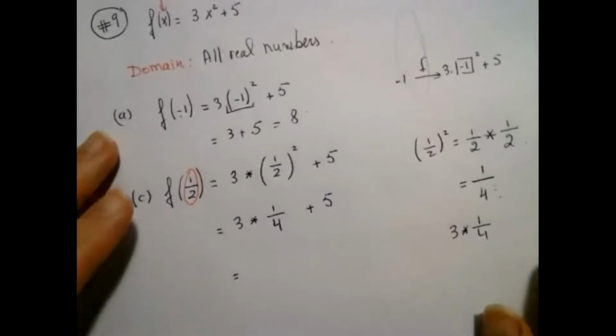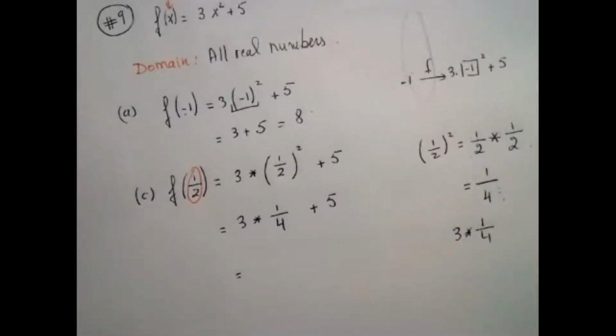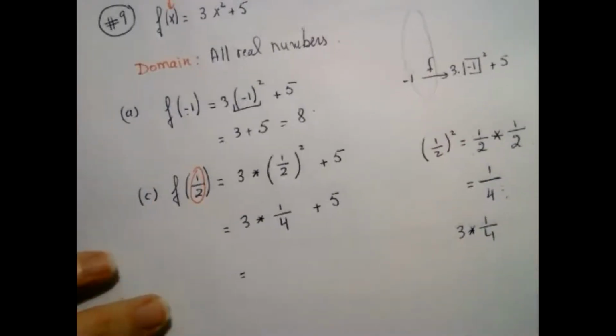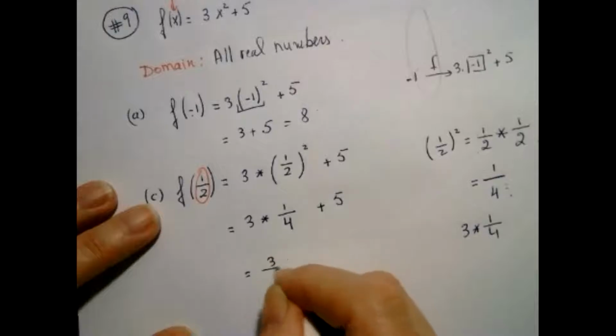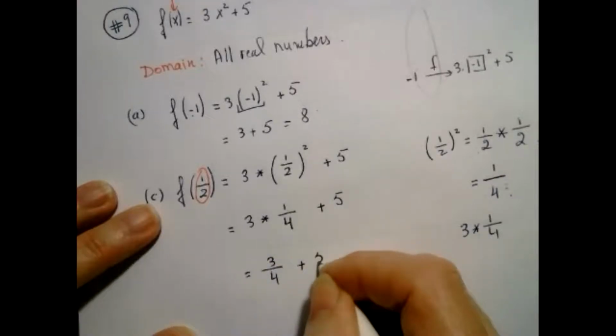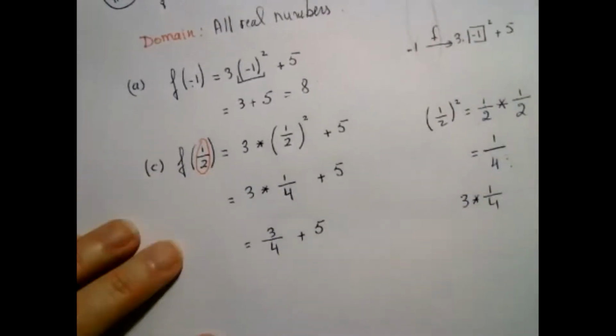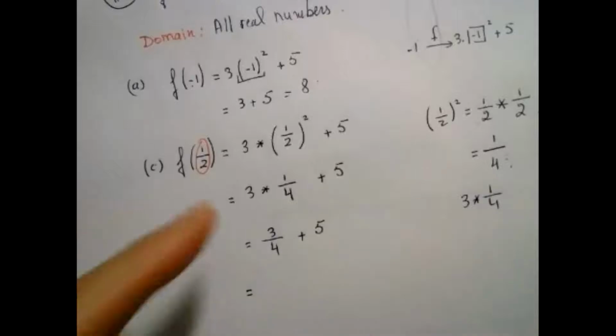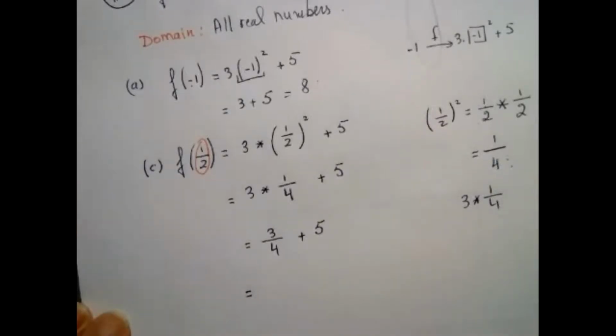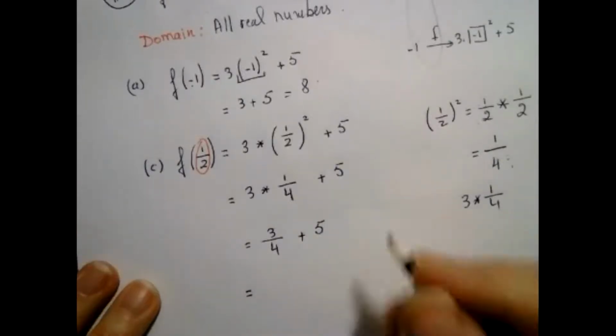Okay. Basically, 3/4 is 1/4 plus 1/4 plus 1/4. That's what it is. It means 3 of them, plus 5. Okay. Now, I want to write this as one fraction. How do we do that? If I want one fraction.